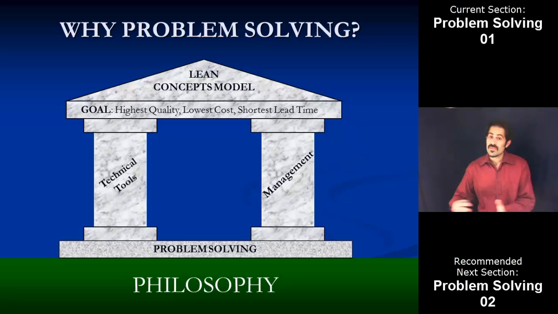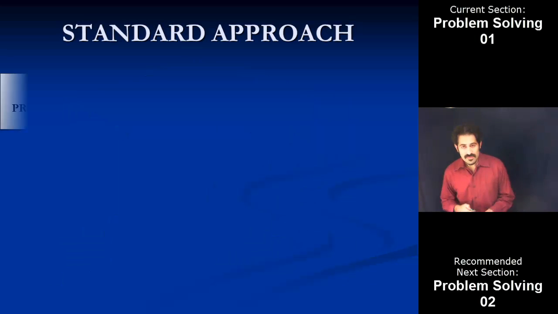We can't put any of those philosophical concepts into place unless we're good at solving the problems that are going to arise when we try to make these transitions. Beyond that, problem solving is a fundamental floor for the technical tools and the management aspect, which are the two modules that come later on. When we build that entire structure, we get to the end with everything in place to meet our overall high-level goals, which are highest quality, lowest cost, shortest lead time, in a nutshell.